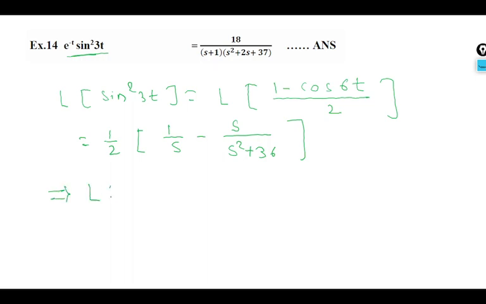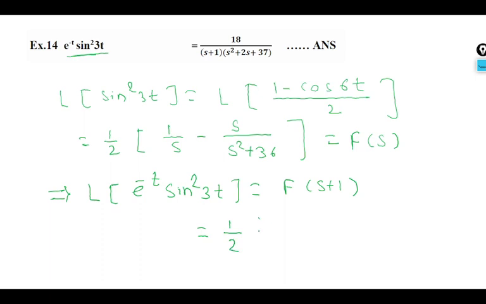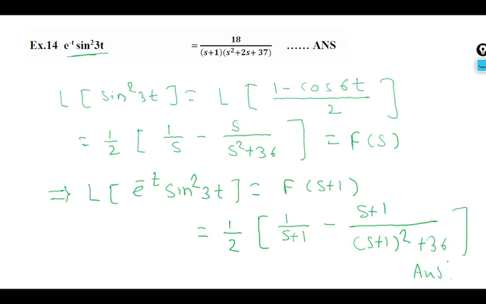And lastly we want shifting. So Laplace of e raised to minus t sine square 3t is F of s plus 1, provided the previous function is our F(s). By first shifting, we got the answer as 1/2 times [1 upon (s plus 1) minus (s plus 1) divided by (s plus 1) bracket square plus 36]. Okay, so that is the final answer. No need of simplification as usual.